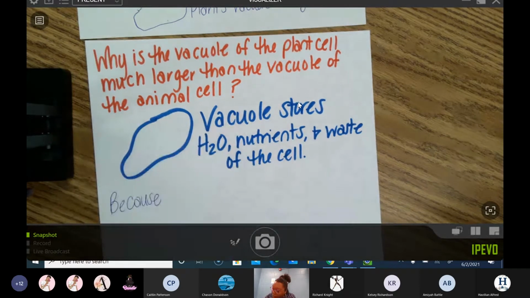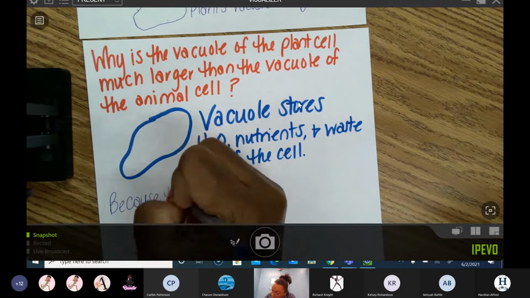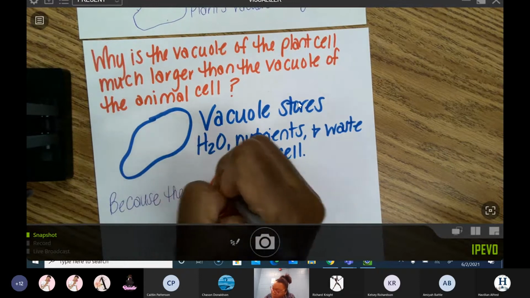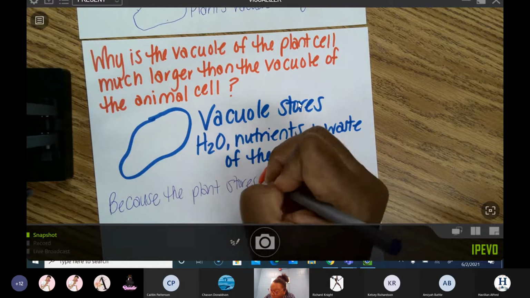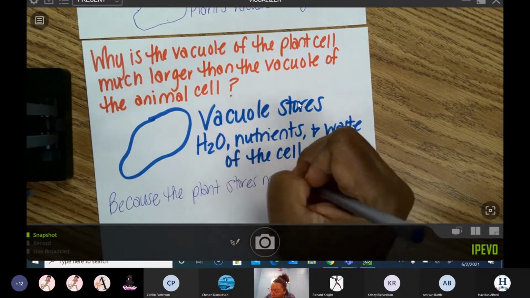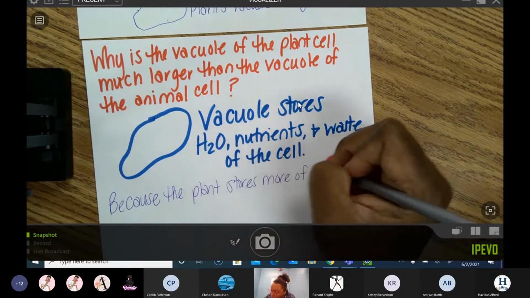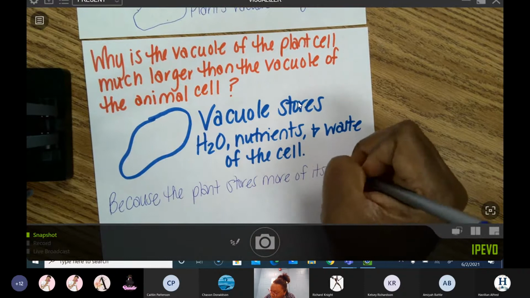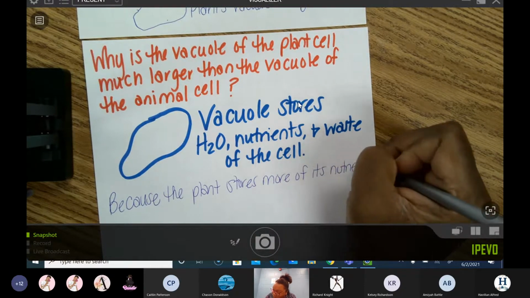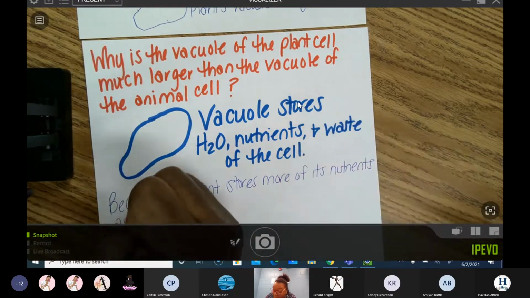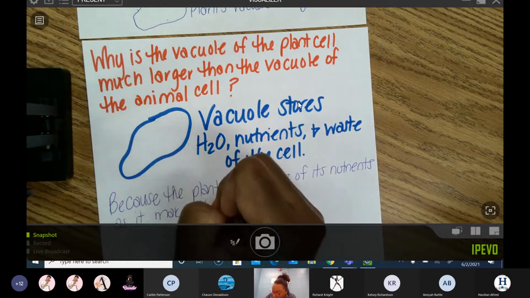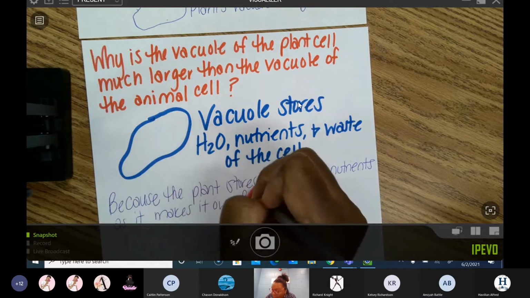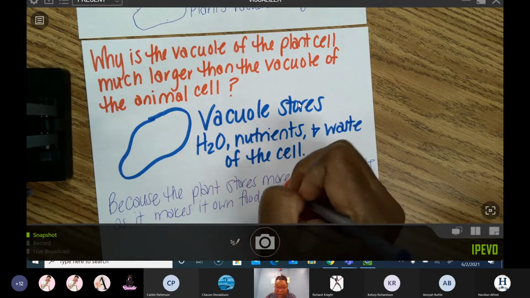is because the plant stores more of its nutrients as it makes its own food. You want to remember that means autotrophic.